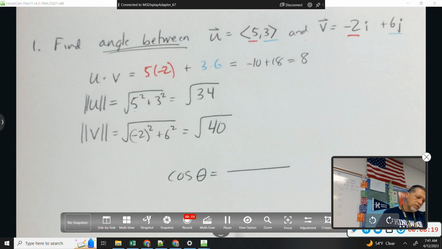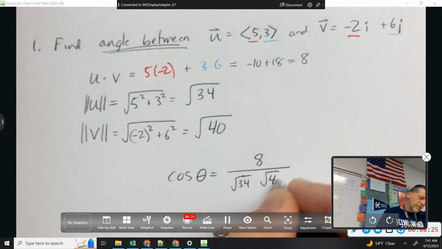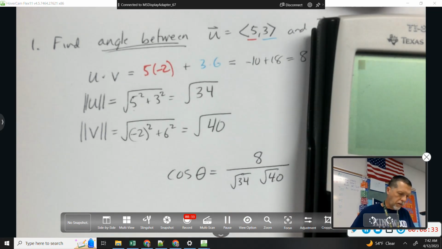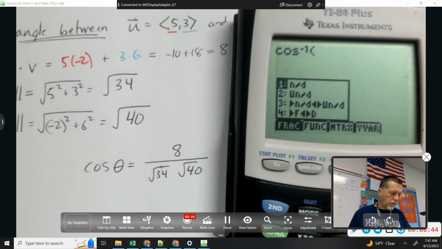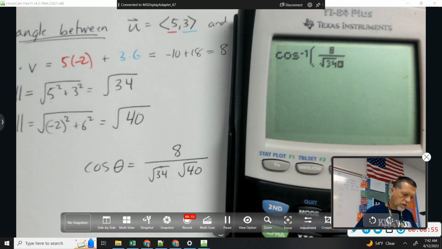Cosine theta equals dot product over product of the lengths. So we grab a calculator, and I guess you could just put it all in there, inverse cosine of all that. I would go with the fraction bar to be careful with parentheses and square roots and making sure everything's in the right spot. So 8 over square root 34 times square root 40.